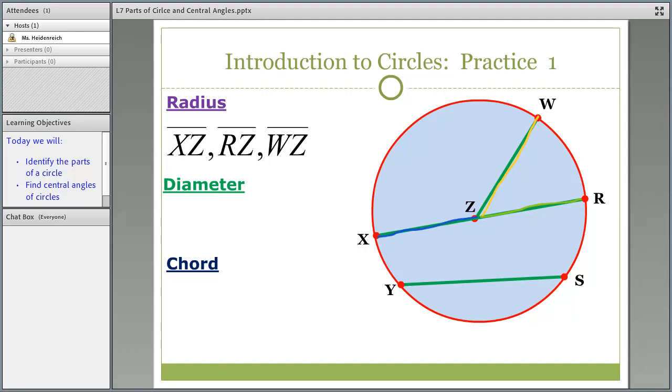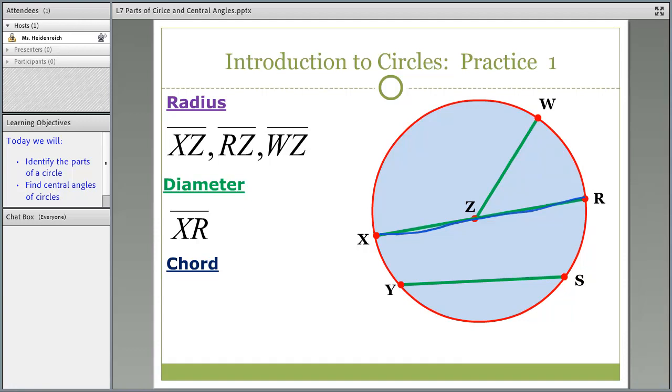Okay. And now let's try to find a diameter. Remember, a diameter goes all the way across and through the center. So be pointing to a diameter, and I'm going to label one. Hopefully you're pointing here, and if you were to name that diameter, it would be XR or RX. You wouldn't want to call it XZ or ZR because that doesn't use the endpoints of the diameter.